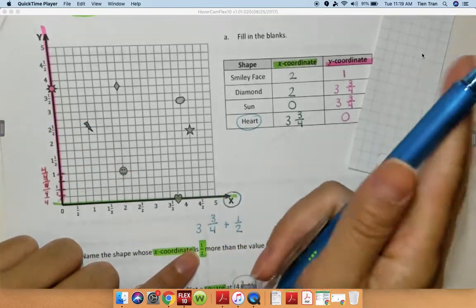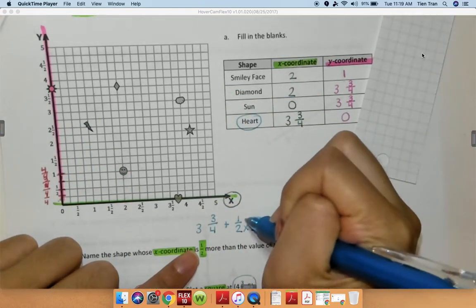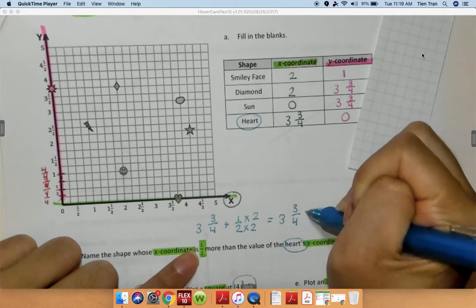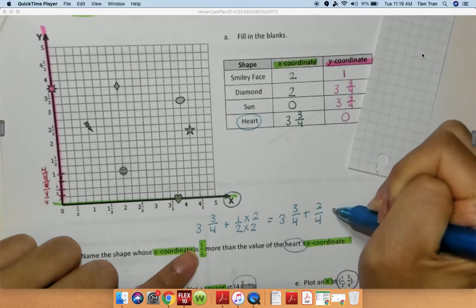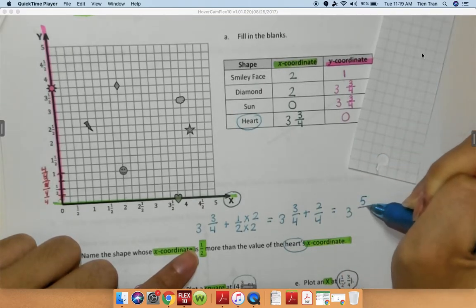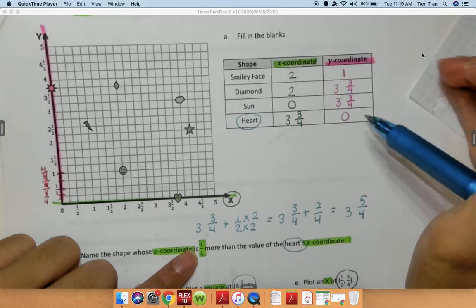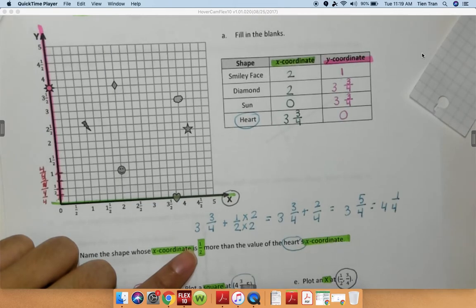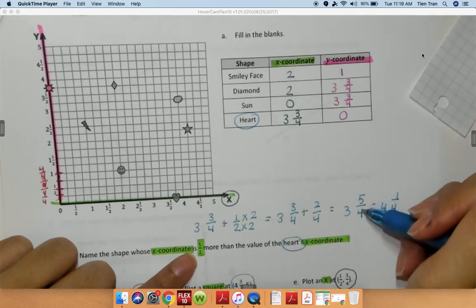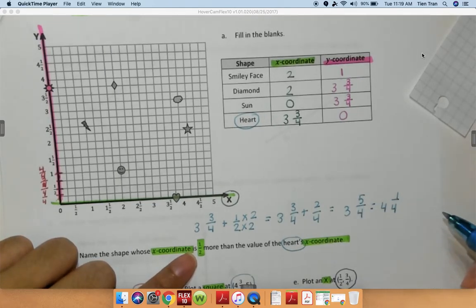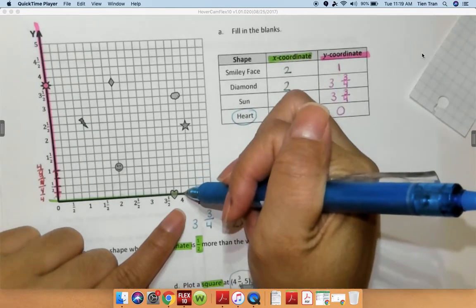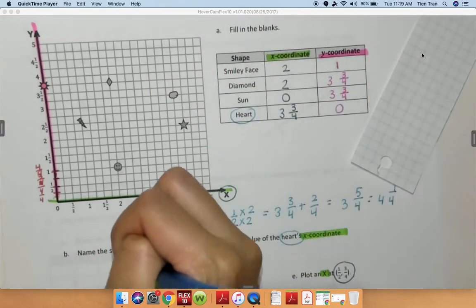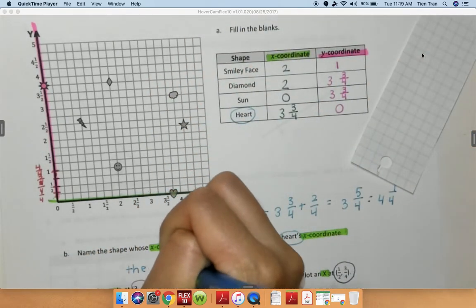So 3 3/4, I'm going to multiply this side times 2, and then I'm going to add 3 3/4 plus 2/4, which is going to give me 3 5/4, which is going to be the same as 4 1/4, because you're adding your 4/4 over. So that is my coordinate right here, 4 1/4, which is my star. So I'm going to write down the star.